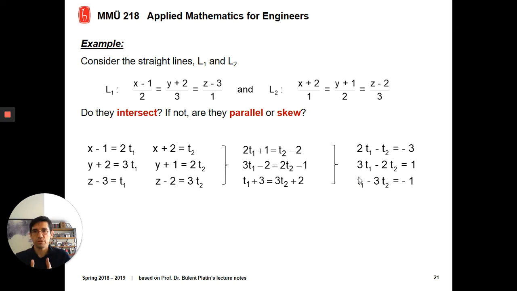What is skew? You have, let's say, two planes. These lines are residing on those two separate planes, and they have no chance to meet in space.